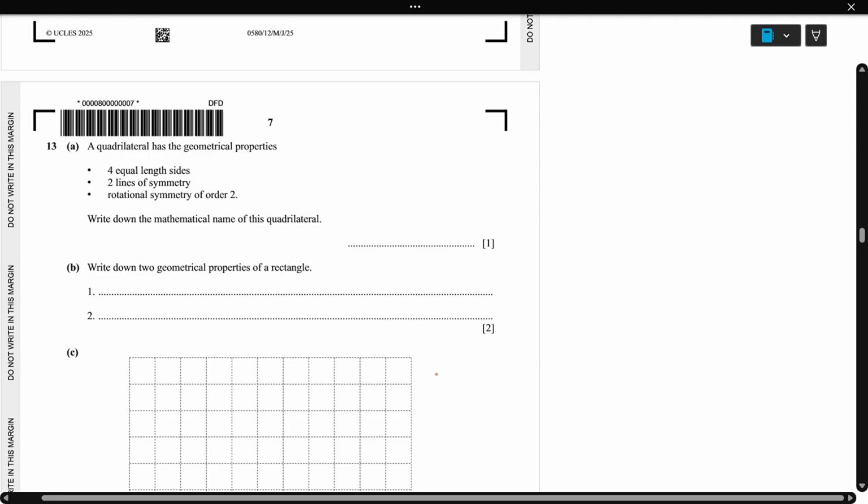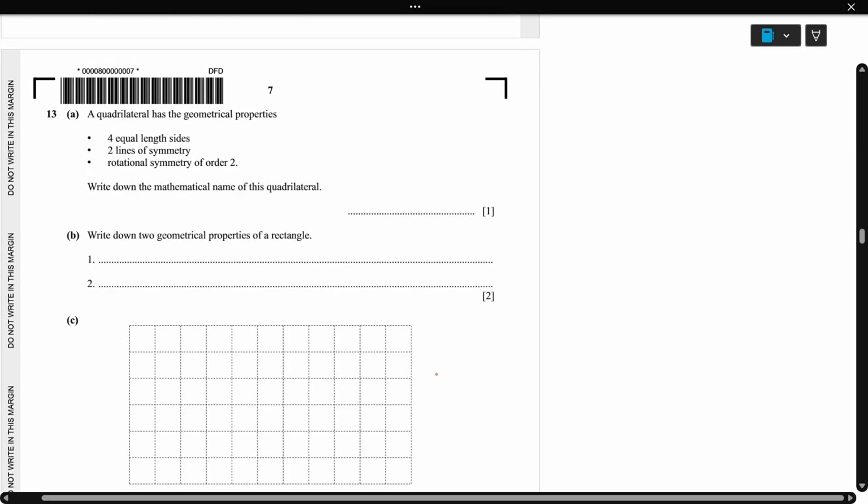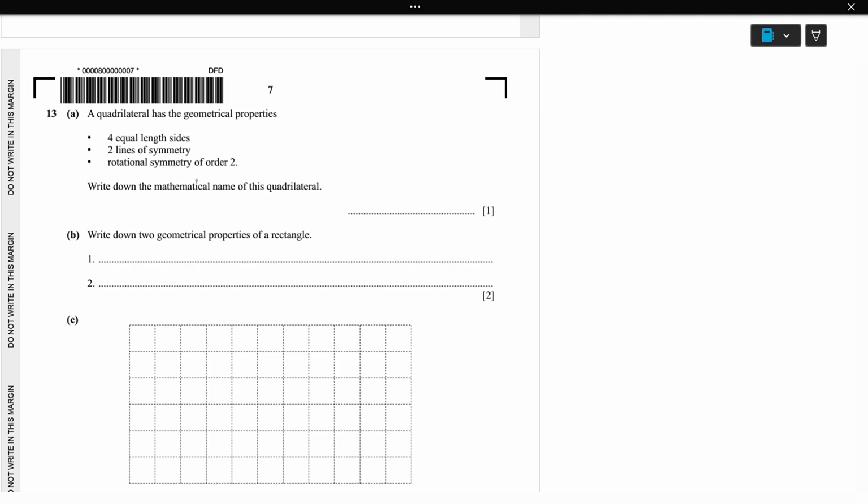Next one. A quadrilateral has geometrical properties: 4 equal length sides, 2 lines of symmetry, and rotational symmetry of order 2. So 4 equal sides means it is either a square or a rhombus, with 2 lines of symmetry. Rotational symmetry of order 2 matters here; this is only a rhombus. In a square there is rotational symmetry of order 4. When you rotate 360 degrees, 4 times you will get the same figure, but with a rhombus you will get the same figure only two times. So it's only a rhombus here.